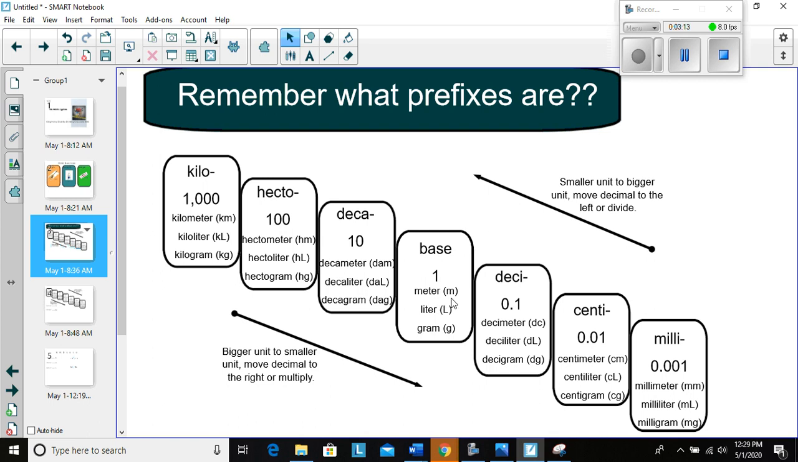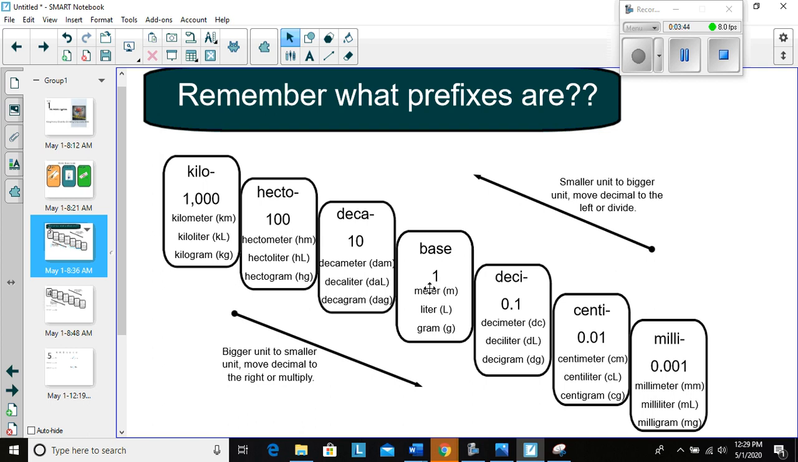Okay. Going down the scale, we have smaller units, and again, they have that root word, that base word, meter, liter, and gram, and all of them with this prefix. Getting into some smaller ones, we have deci. So deci means 1/10 of. So a decimeter is 1/10 of a meter. It would take 10 of these decimeters to make 1 meter.